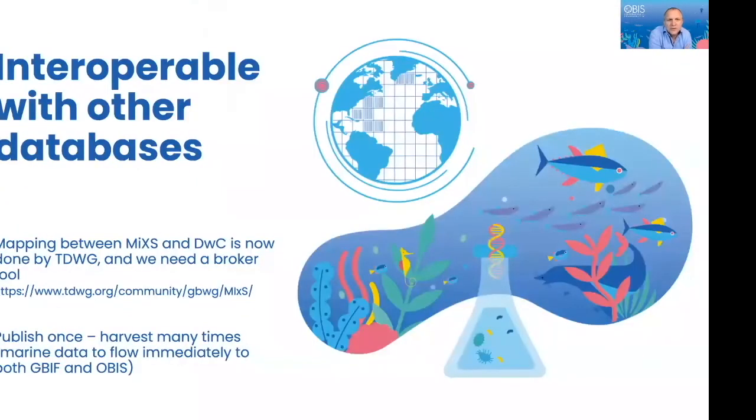It's also important that we remain interoperable with other genetic databases. Of interest here is the TDWG task team that developed a mapping between the MIxS and Darwin Core standards for genetic data. So now there's a need for a broker tool to translate from Darwin Core to MIxS and the other way around. We also find it very important that there is this principle to publish once, harvest many times. So we really hope that all the data can flow into multiple data systems, including GBIF and OBIS.